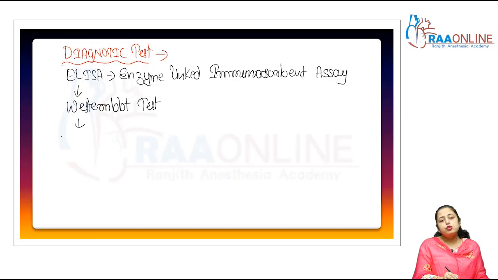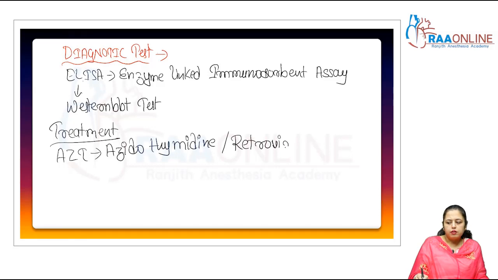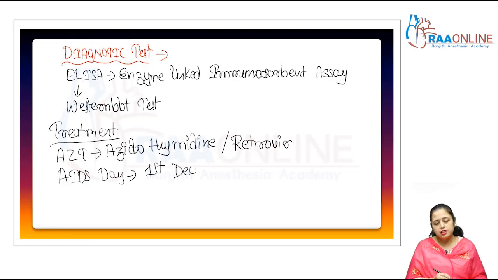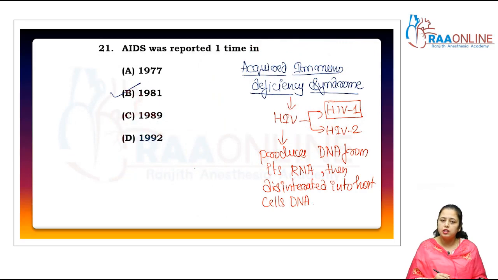Aura quick diagnostic device is used to detect the HIV virus within 20 minutes, right? After the diagnosis, in treatment, we use the AZT, that is azidothymidine, which is also known as Retrovir, right? Clear? And AIDS Day is the 1st of December. Clear? So this is all about AIDS, and its detail is given in NCERT, right? And it's very important from the examination point of view, so you have to learn it properly, right?